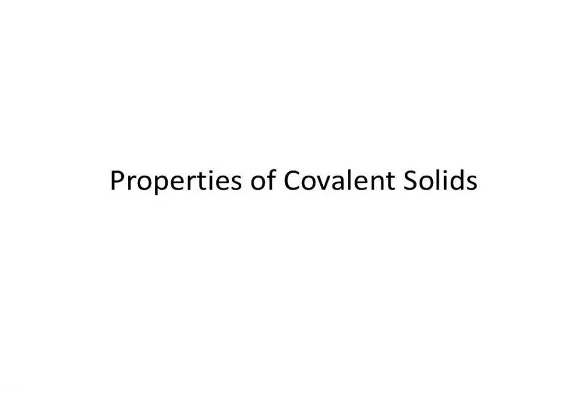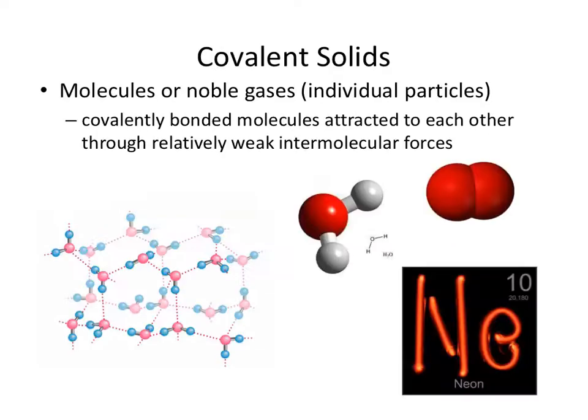All right, so now we're going to talk about the properties of covalent compounds. If you'll remember, covalent compounds, covalent solids, they are individual particles. Unlike ionic and metallic, where you have atoms that are all bunched together, but we just usually talk about the single unit of them, but in reality, they're all bunched together.